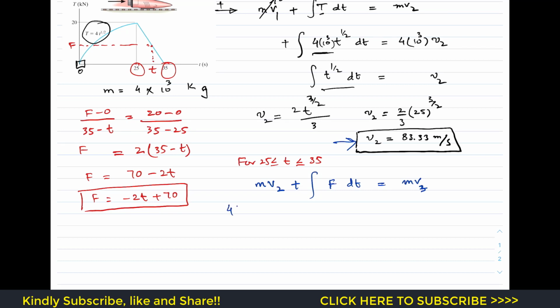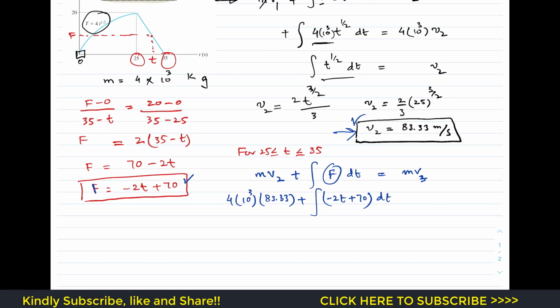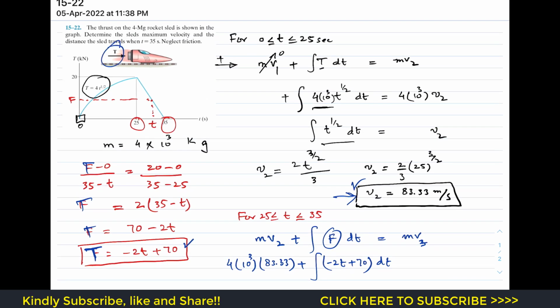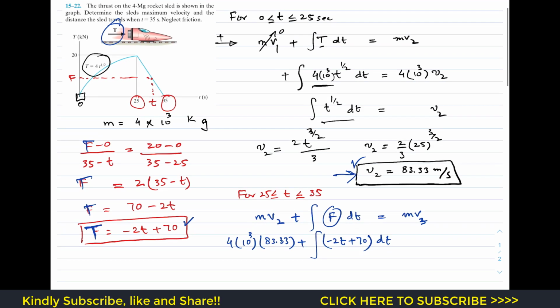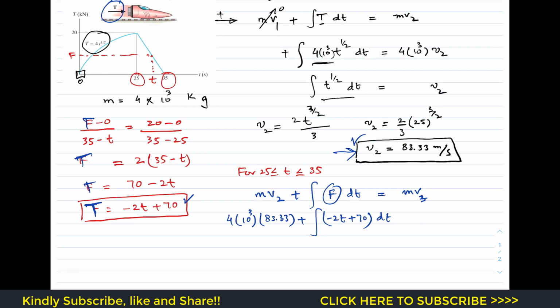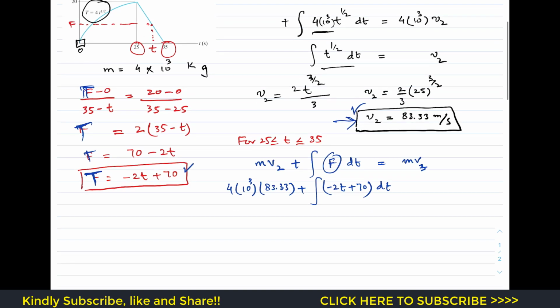Now we can write that mass is 4 into 10 raised to the power 3, v2 is 83.33, plus, now instead of f we have to write this, so this is the integral of minus 2t plus 70 dt. Since the problem statement gives us the force as t, instead of f we write this expression in t.